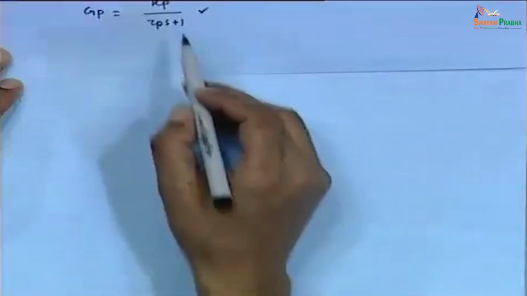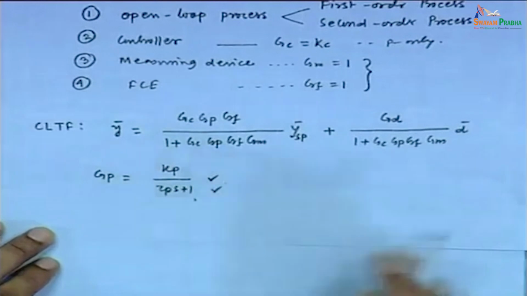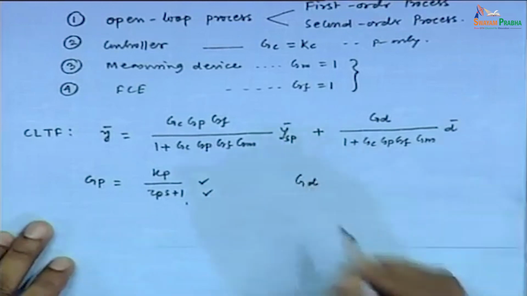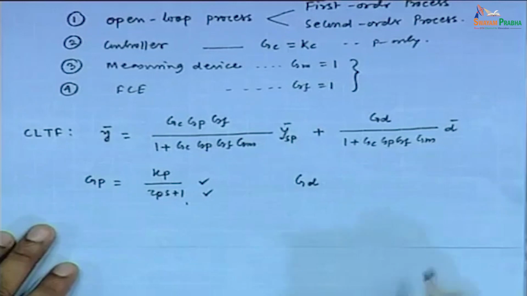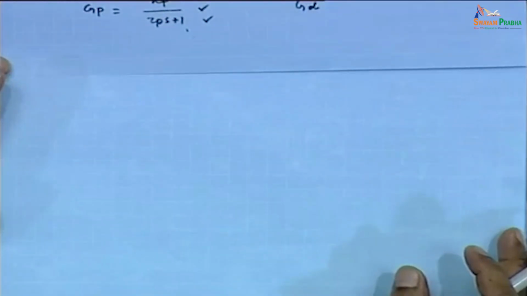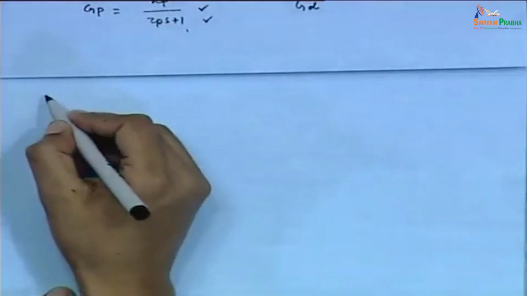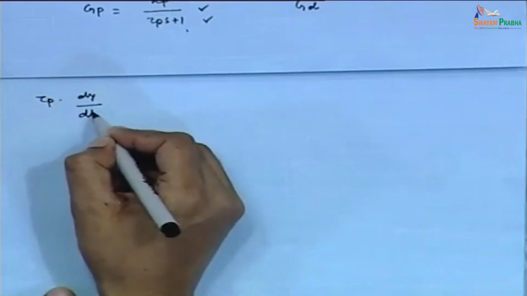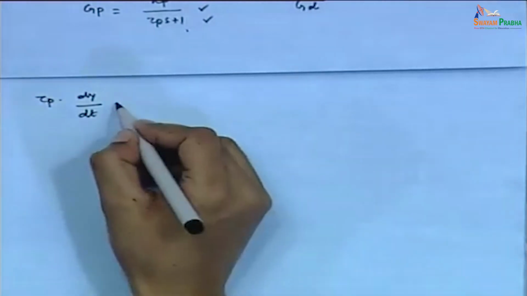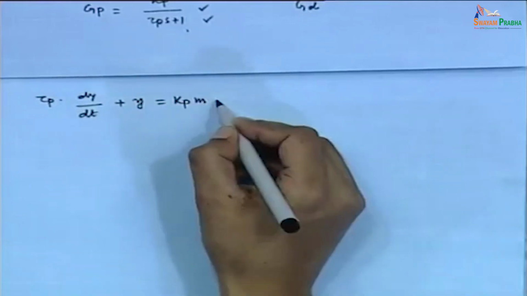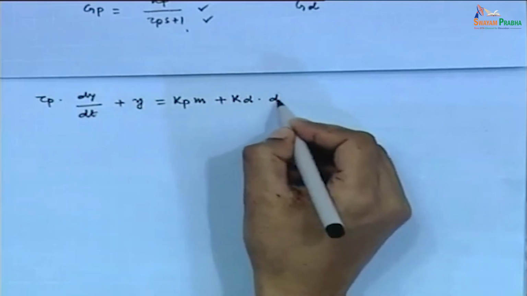Now, for the process, this is the transfer function with respect to manipulated variable. Another transfer function is involved, that is Gd with respect to disturbance. So, what that will be? For that purpose, we will first consider the process. We need to write the modeling equation for the process. The modeling equation for the process we can write as tau p dy/dt plus y equals Kp m plus Kd d.